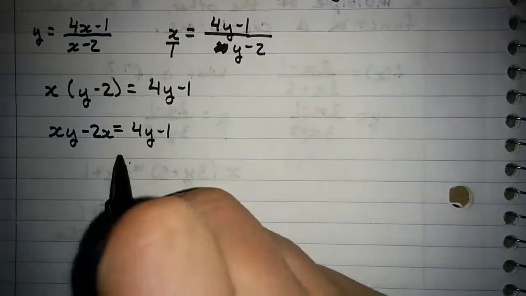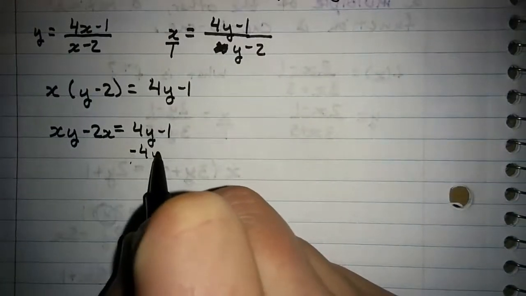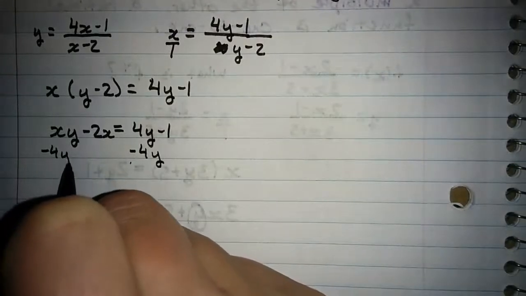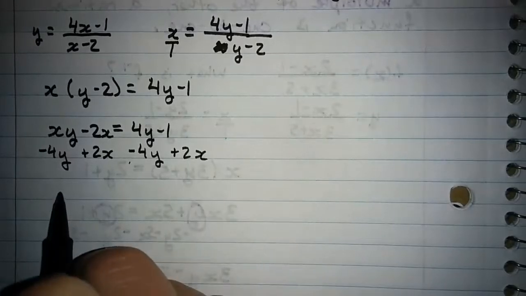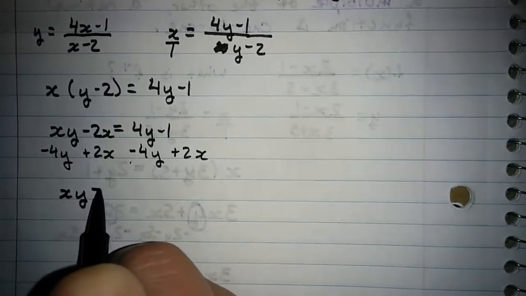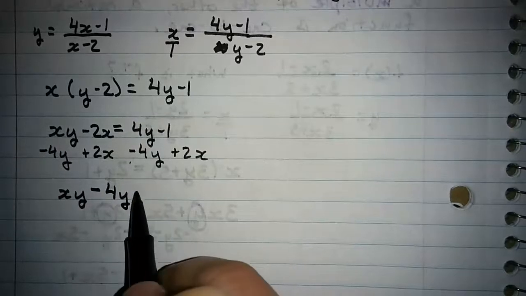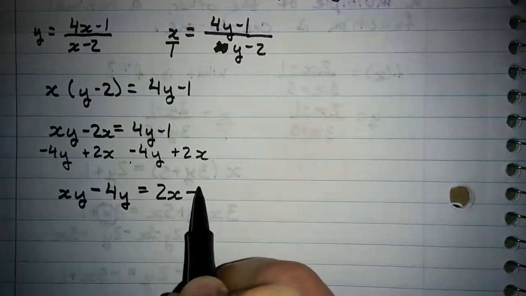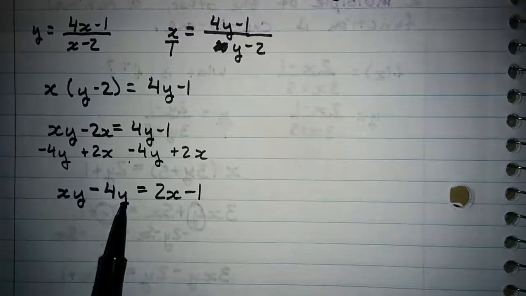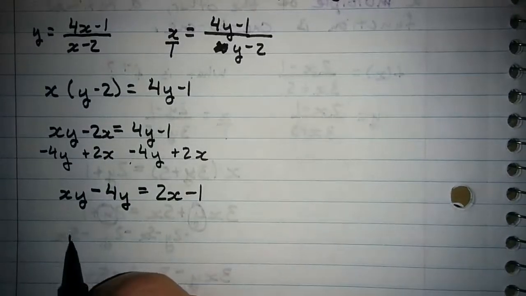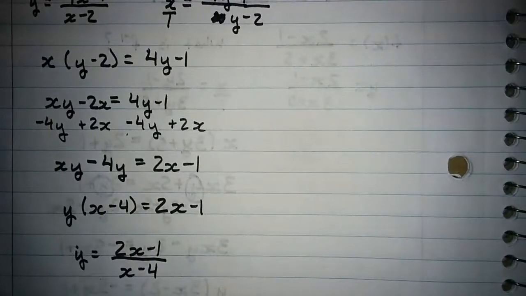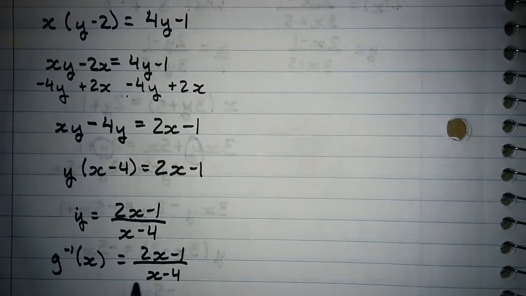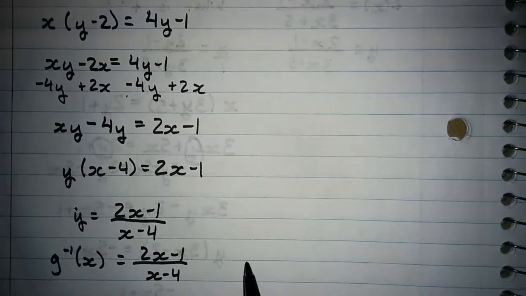We want to solve for y, which will mean subtracting 4y on both sides and subtracting 2x on both sides. We'll get xy minus 4y equals 2x minus 1. Now on this side we factor out the common y, and then we divide both sides by x minus 4. This gives us our inverse function. G inverse of x is 2x minus 1 over x minus 4.